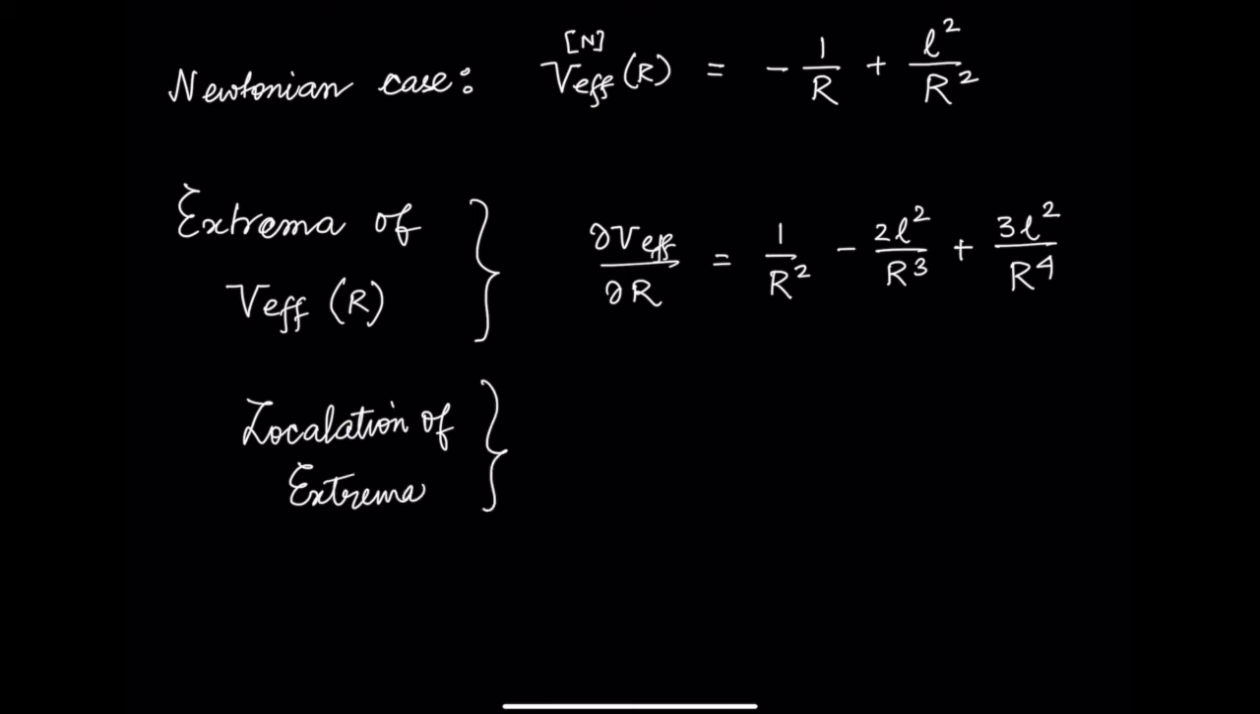I am skipping the calculation. You should be able to do it. This is very straightforward. There are two extremas, as this is a quadratic equation. You can see the quadratic equation has two solutions. So these are 2L squared and 3 by 2.